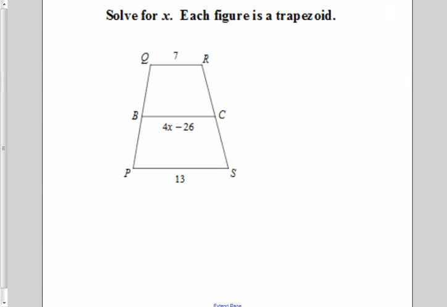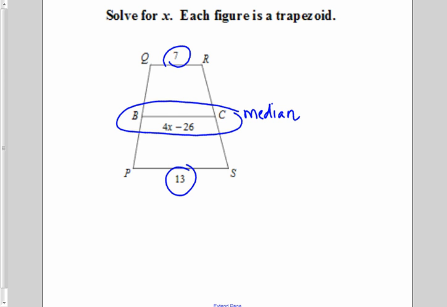Okay, so taking that into consideration, we can now do this algebraically. Solve for x, and it tells you here that this is a trapezoid. So knowing that, we see this is the middle, this is my median. And the median is found by taking the average of the sides. So we're going to add 7 plus 13, we have to do that first, and divide this by 2. 7 plus 13 is 20. 20 divided by 2 is 10. So it's saying that this is equal to 10. Now we can use that information and solve for x here.